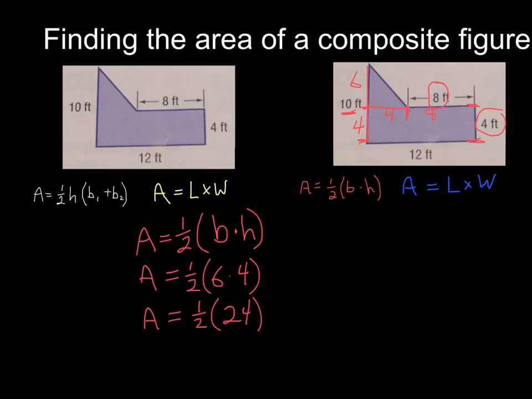So I get half of 24. That means my area for that triangle is going to be half of 24, which is 12 square feet. Okay? So that means in here I get 12 square feet for the area of this figure.